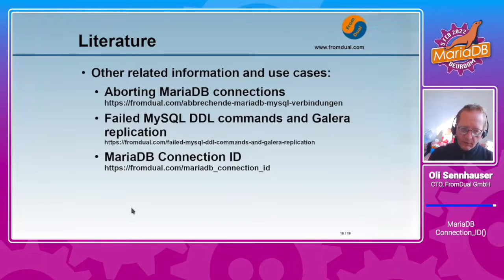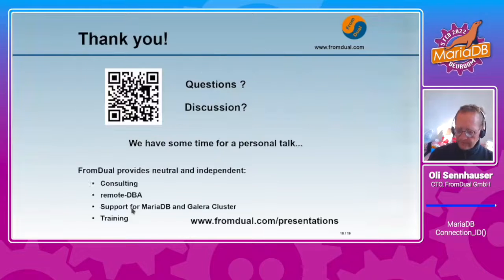For example, one blog post we have written recently is about aborting connections in MariaDB, and with the connection ID, you can find out which connection was aborting at what part in the code. Then a little bit more Galera related: failing DDL commands, and how you can figure out which connection executed the failing DDL commands. Another blog article is the base for this presentation; we also have written a blog article about that. You find that as well on our website.